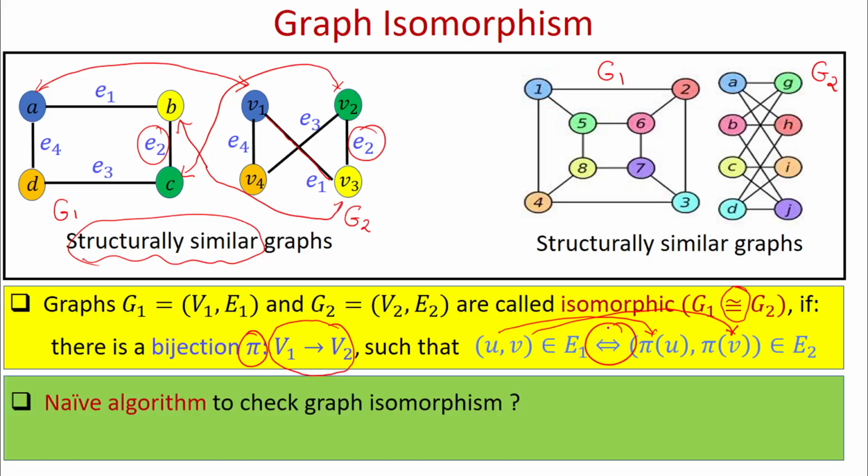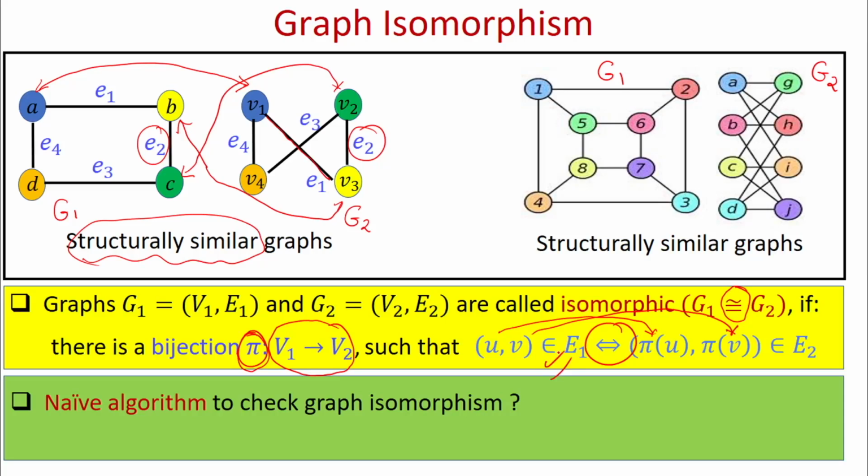Okay, so the graph isomorphism problem is the following. You are given two graphs G1 and G2, and you have to check whether they are isomorphic or not. Checking whether they are isomorphic or not is equivalent to checking whether there exists a bijection between the vertex sets of the two graphs such that this bi-implication is true.